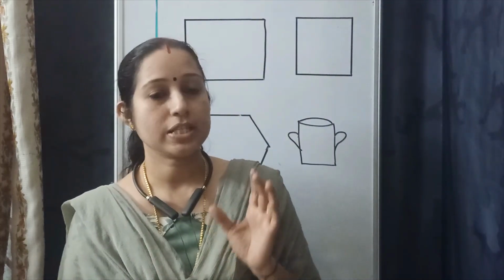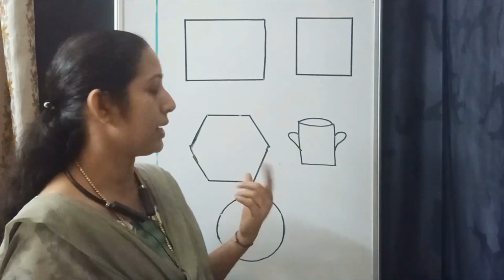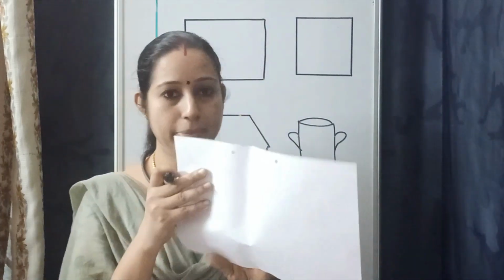Okay, so we studied the line that divides a shape into exactly two equal parts, which is called the line of symmetry. Different shapes have different lines of symmetry. So take a rectangle. I show this rectangular sheet of paper.